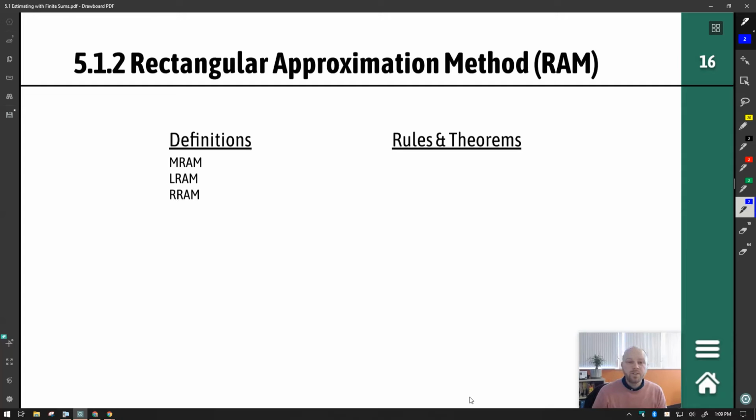This is 5.1.2, rectangular approximation method, or RAM. We have three new definitions in this subsection: MRAM, LRAM, and RRAM. Those are all abbreviations, obviously, and there are no new rules or theorems. Let's get to it and find out quickly what MRAM, LRAM, and RRAM are.